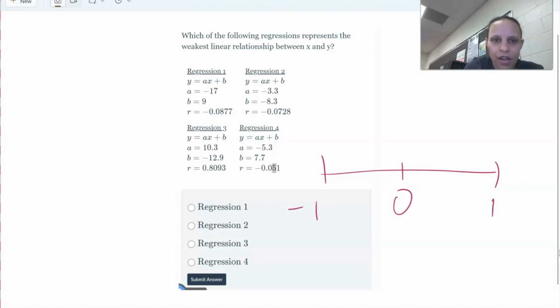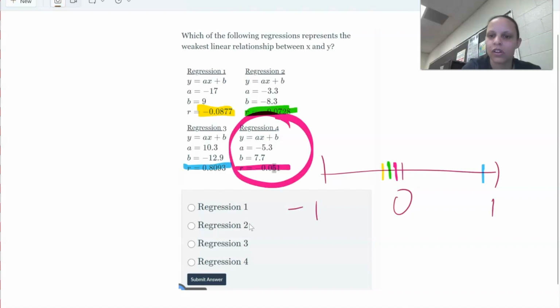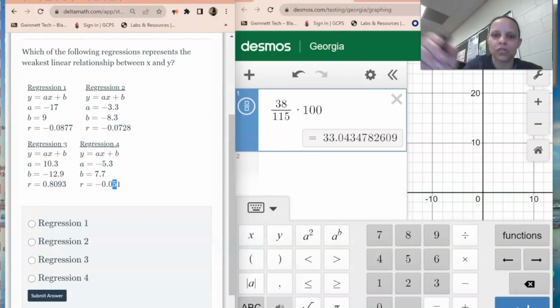So let's do this one. This one is -0.08, so very close to 0, over here. Let's do this one. This one is also very close to 0. 0.7 is going to be inside here, because it goes -1, -2, -3, -4, and so forth. Then this one is positive 0.8, so it's on the other side, but it's not 0.08, it's 0.8, so that's really close to 1. And then this next one is -0.5, and then this one was 0.07, so -0.07 would be here. So this one must be the closest to 0, and therefore the weakest, regression 4.